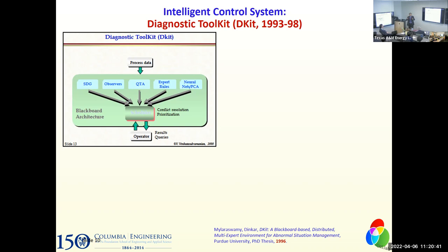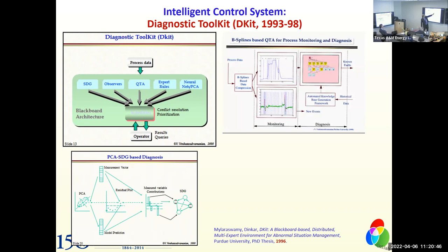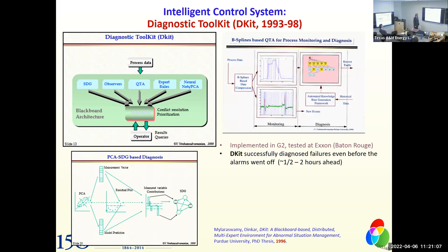So as part of this, for example, when suddenly the trend goes abnormal like this, the trend analysis would recognize these signatures and then make an appropriate recommendation. And so this was implemented in an expert system environment called G2. And then it was tested at the Exxon's refinery in Baton Rouge. Now, DKIT successfully diagnosed failures even before the alarms went off, because the alarms don't, there is a threshold.